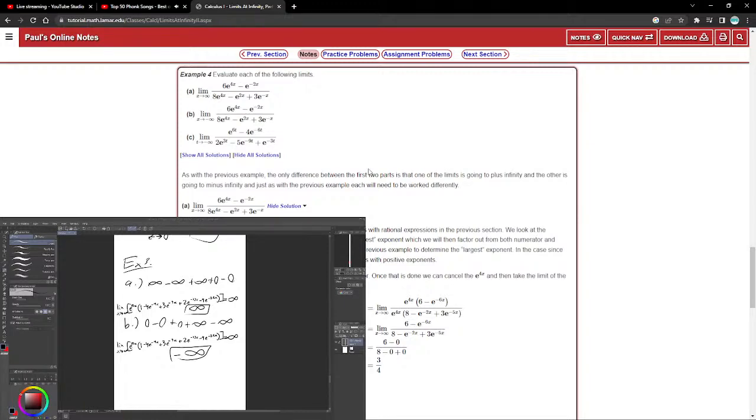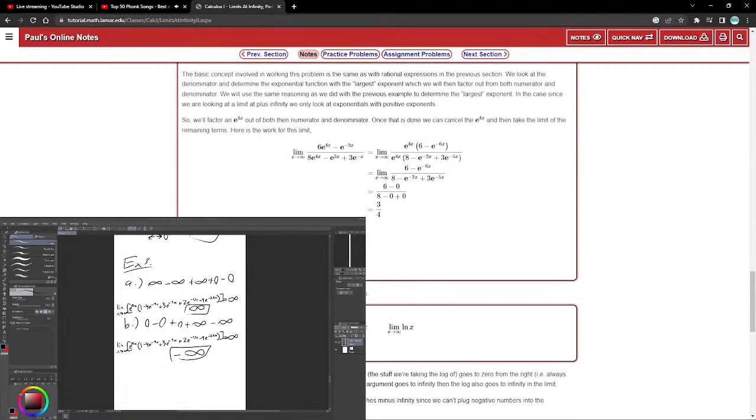Basic concepts involved in working this problem is the same. Okay, so they do factor out the e to the power of 4x. Cancel it out. They plug in the infinity. 6 minus 0, 8 minus 0 plus 0. And they simplify, the limit is 3/4. Down here, you do the exact same thing, except you're plugging in a negative infinity, so you're gonna get 6.